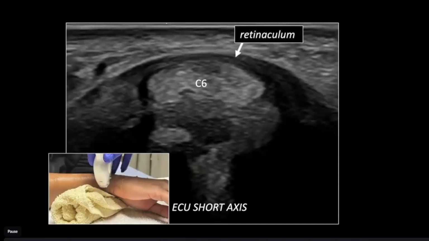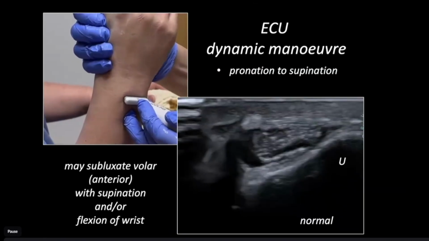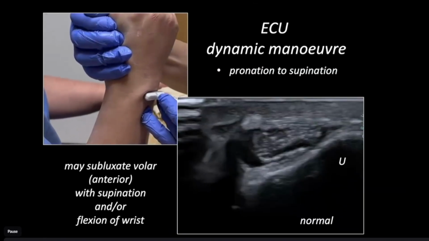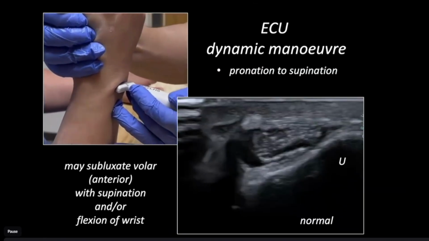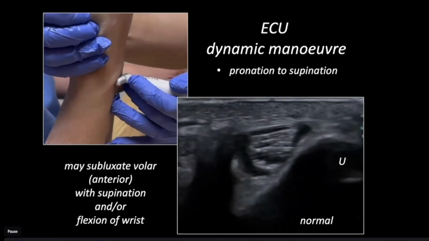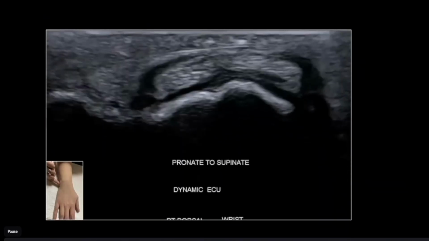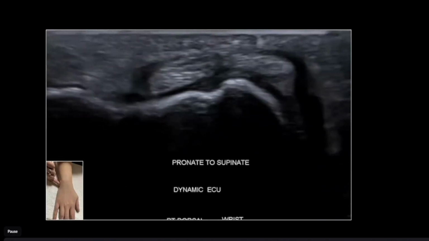Often I think that retinaculum is thick, but it's thick in everyone. And if the patient is not symptomatic and is not hyperemic, I'm not going to call it. Dynamic maneuver for ECU is pronation to supination. It may subluxate volar or anterior with supination and or flexion. This one's normal. This one was already partially subluxated even before we started.